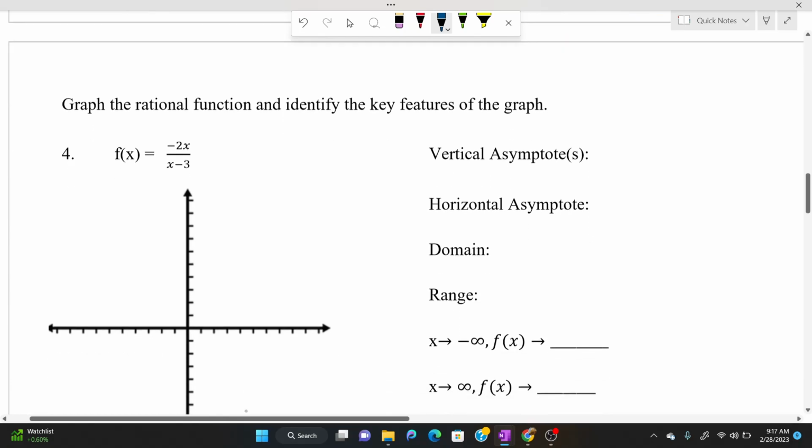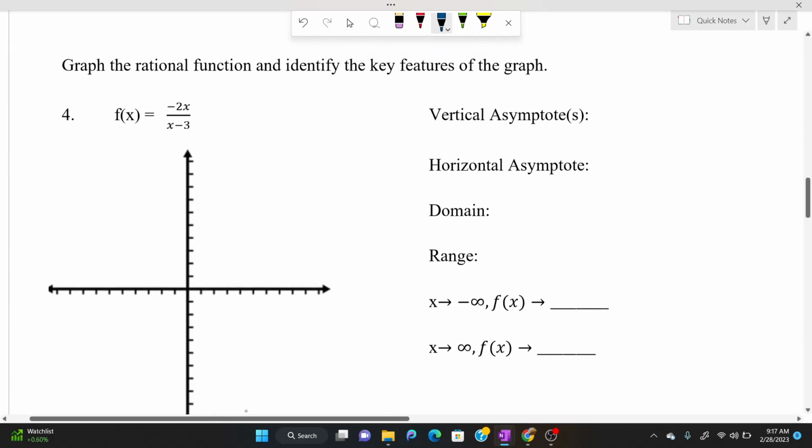All right. Number 4, graph the rational function and identify the key features of the graph. So let's see here. I'm gonna do this without a calculator. I'm gonna have a vertical asymptote at x equals positive 3. That's not positive. Wow. Positive 3.